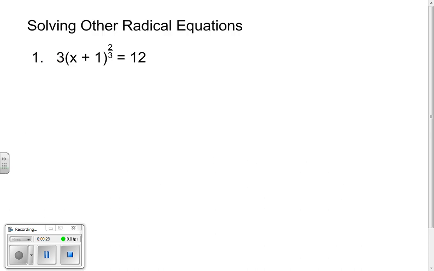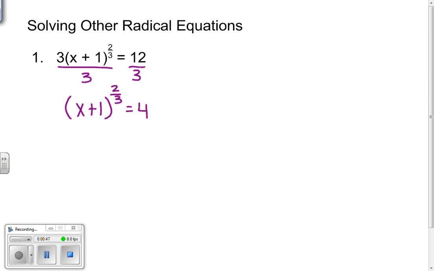Each of those steps is as important as the others. So taking a look at the very first one, that fractional exponent is actually a radical. So the first thing you want to do is isolate that. I'll do so by dividing both sides by 3. So you're left with x plus 1 to the 2/3 on the left and a 4 on the right. 12 divided by 3 is 4.